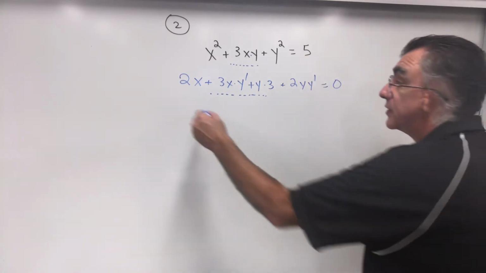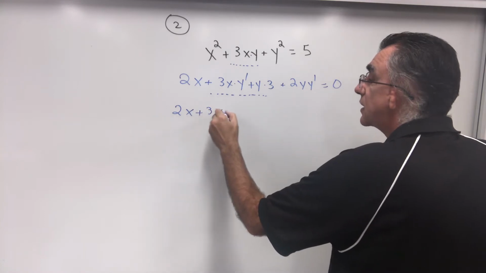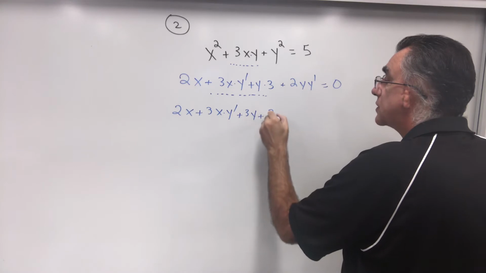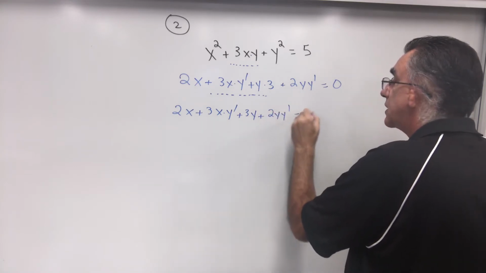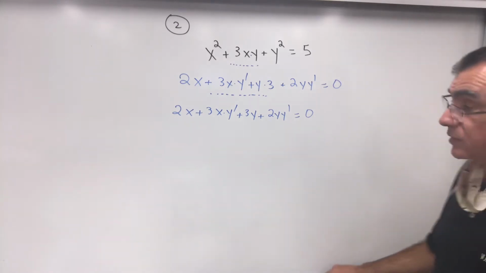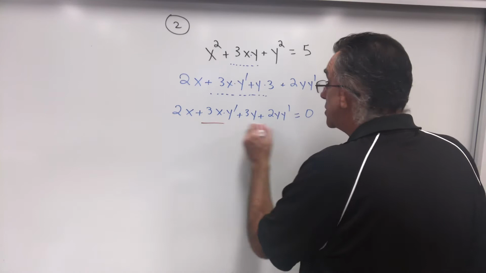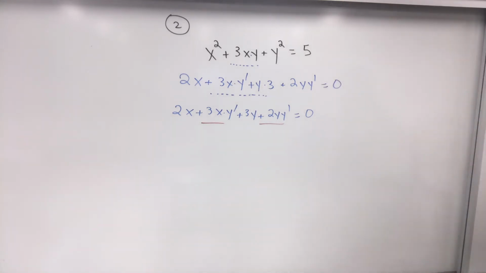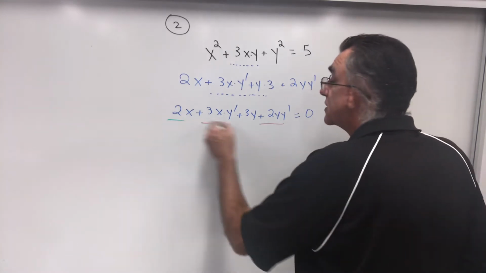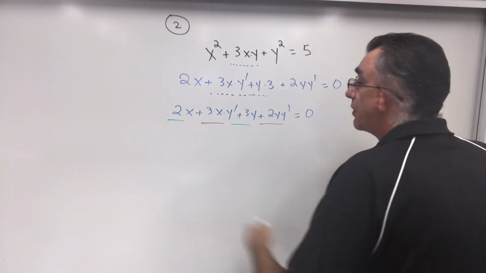Now, what do I have here? I have 2x plus 3x times y prime plus 3y plus 2y y prime equals 0. Like I said, this is like a very typical question you have, okay? So notice I got two terms with y primes and two terms that don't have y primes, right? So you got to separate the variables, right? So I'm going to leave the y primes on one side.